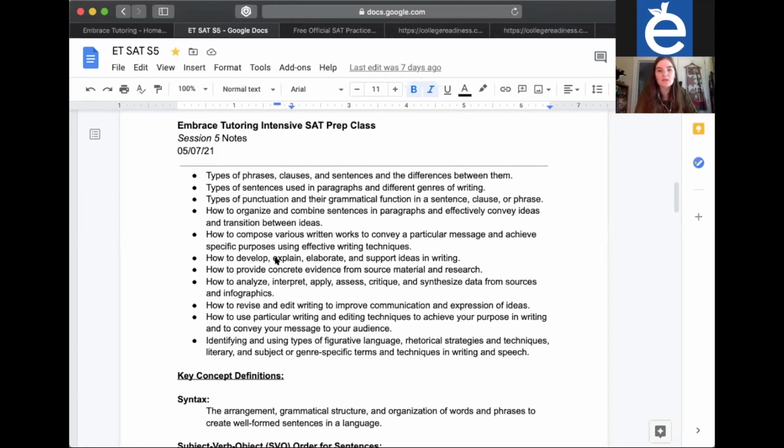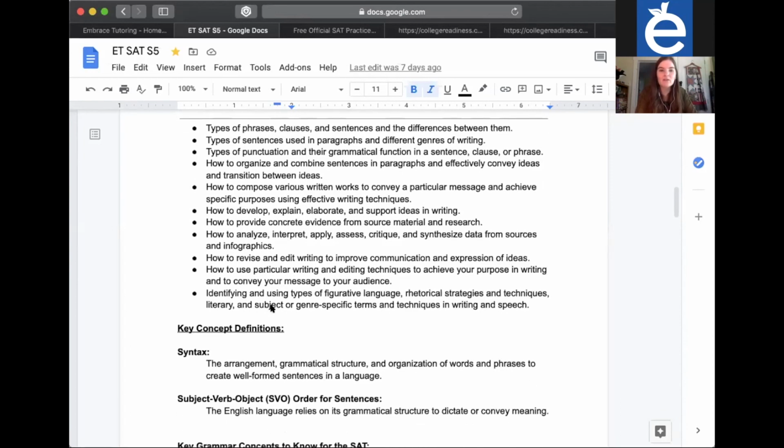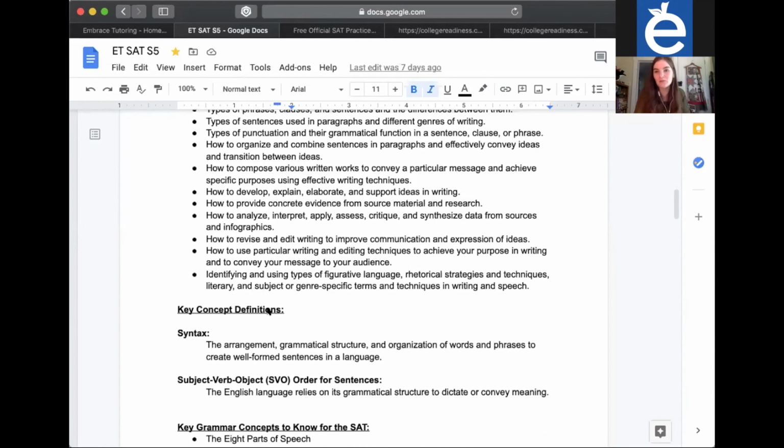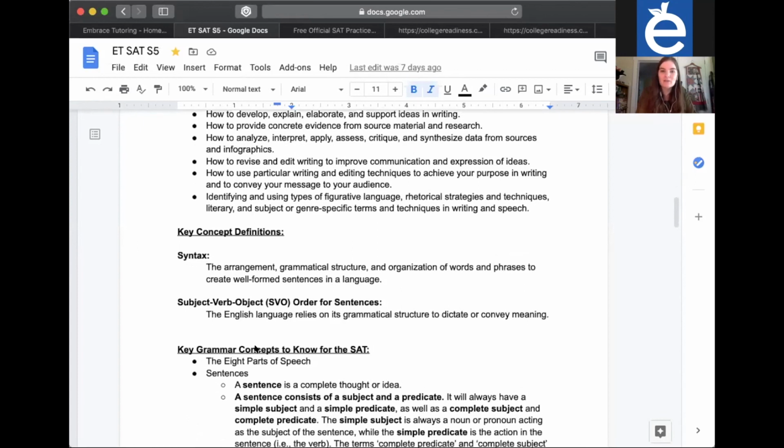Okay, so those types of things, as well as how to compose various written works to convey a particular message and achieve specific purposes using effective writing techniques. So everything that you've been doing in a writing-oriented class for years is basically all the skills you need for the SAT writing and language test. How to develop, explain, elaborate, and support ideas in writing, and how to provide concrete evidence, source material, and research. These are all key skills and ideas that they're going to ask you about, and you've seen in the writing and language test.